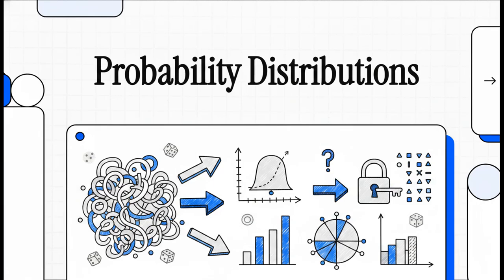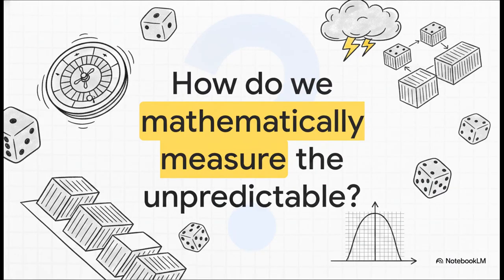Welcome to This Explainer. Today, we're tackling one of the absolute most fascinating challenges in all of mathematics. Seriously, we're talking about translating messy, real-world unpredictability into structured, understandable data. We are basically going to decode the underlying rules of chance. Okay, let's dive into this.